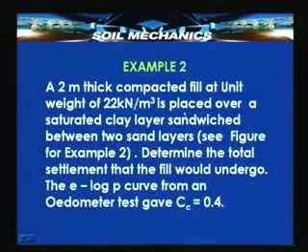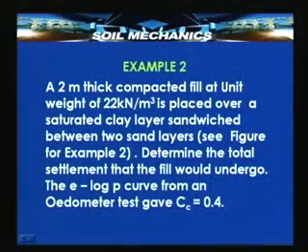So, suppose that we prepare or lay a fill of this kind with waste material, which is 2 meters in thickness, and we compact it to a unit weight of 22 kilonewton per meter cube. Then let us now assume that this layer overlays a natural succession of layers which has already been existing there, and that natural succession consists of a saturated clay layer bounded on both sides by sand layers.